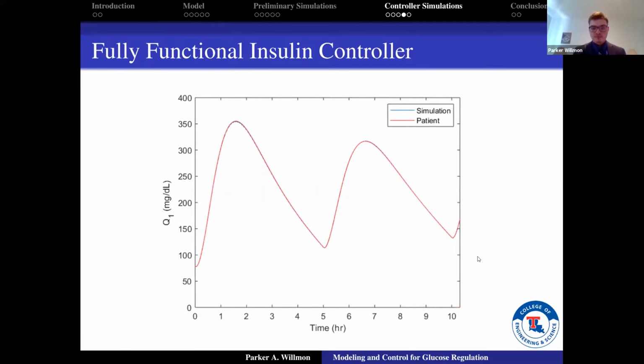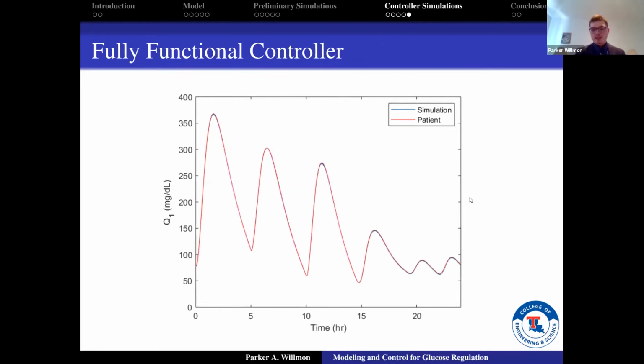glucagon. But before I go on to that, I just want to say, if you look here, this is a zoomed in picture. The blue error bars, if you look very closely, you can see the blue simulation kind of spiking up a little bit, but it's much less significant than the earlier simulations, just to show how quickly the system is adapting to the behavior of the patient's body and how well it is able to mimic it as time goes on. The last simulation is just with the glucagon controller.